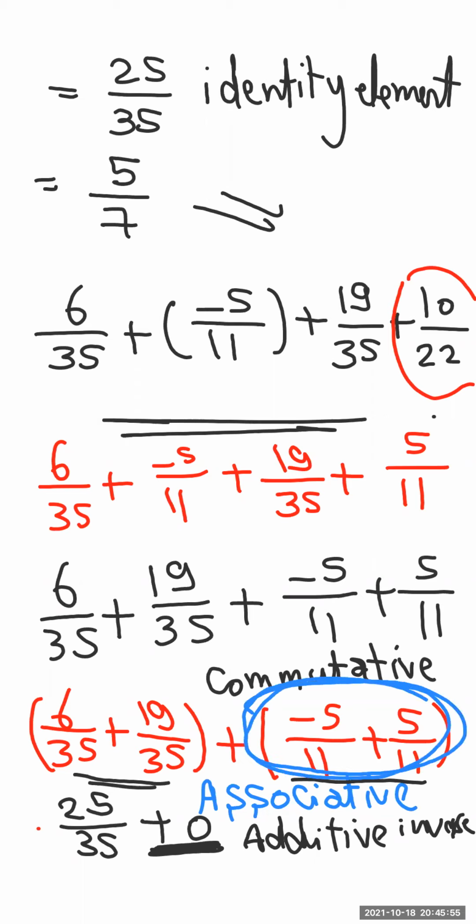Okay? This one is the additive inverse. Negative 5 over 11 plus 5 over 11 is the additive inverse, so it will become 25 over 35 plus 0. Now it's the additive identity element. Then simplify it.